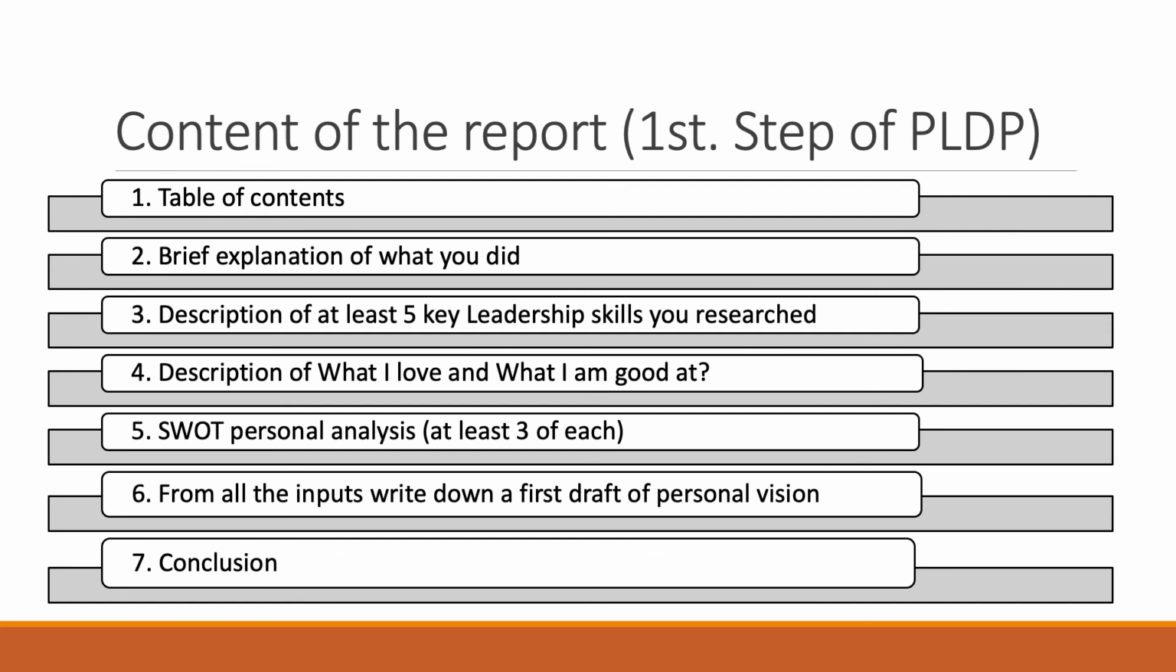Okay, so you're going to write down your vision. Your vision is an aspiration. What you want, how you want to see yourself in 2 years when you finish your high school. And finally, you're going to write down 2-3 paragraphs of conclusion. And that is our first activity, our second activity, our first step of the personal leadership development plan.